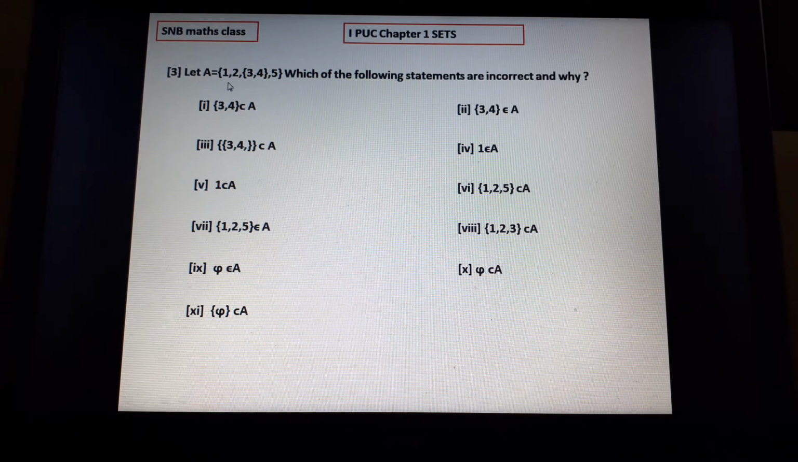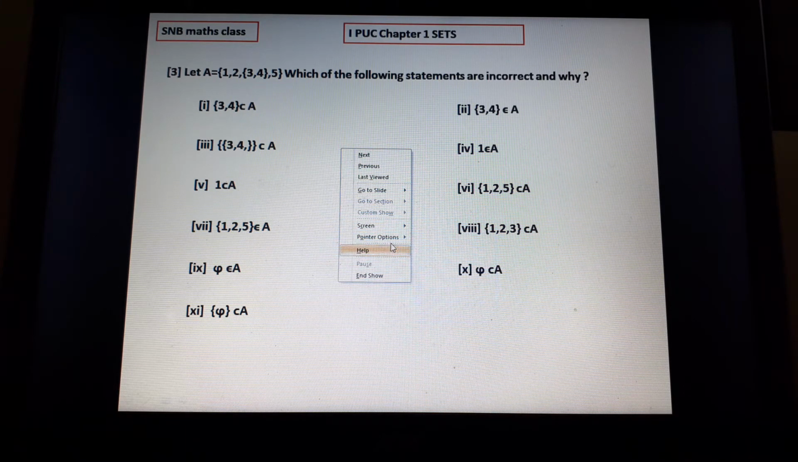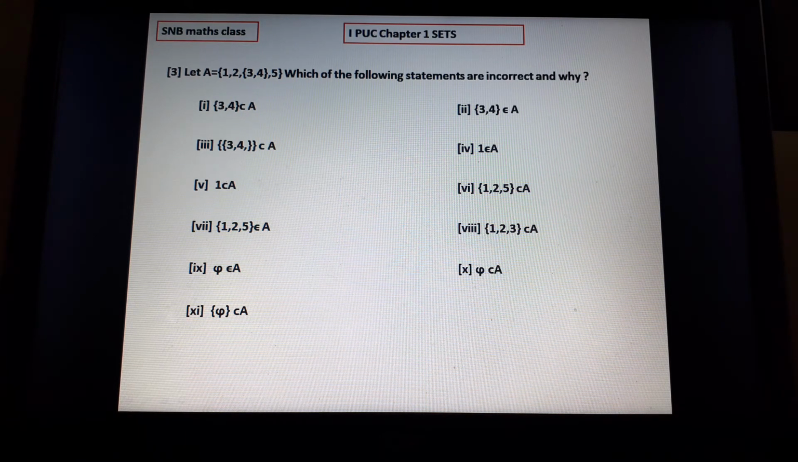Let A equal to 1, 2. See here, 3, 4 is a set which is an element of this set A. Which of the following statements are incorrect and why? See, if it is correct, you need not worry. If it is incorrect, you have to say why it is incorrect. So let us take the first question. See, 3, 4 is an element of this set. It is not the subset. Suppose here 3, 4 without this bracket is there, then definitely 3, 4 is a subset of it. But this is an element, therefore it is wrong. Therefore you have to say it is incorrect.